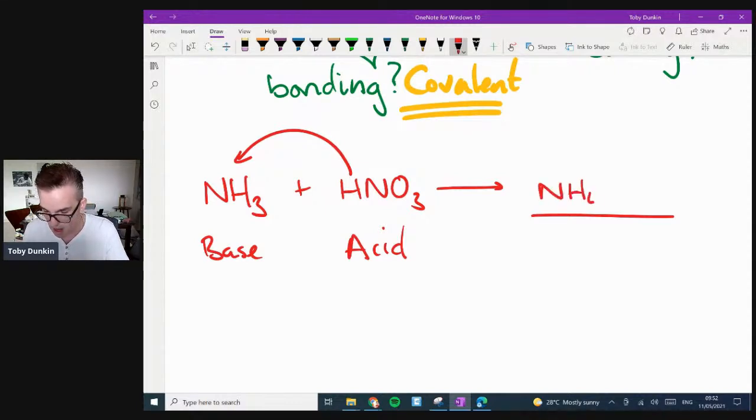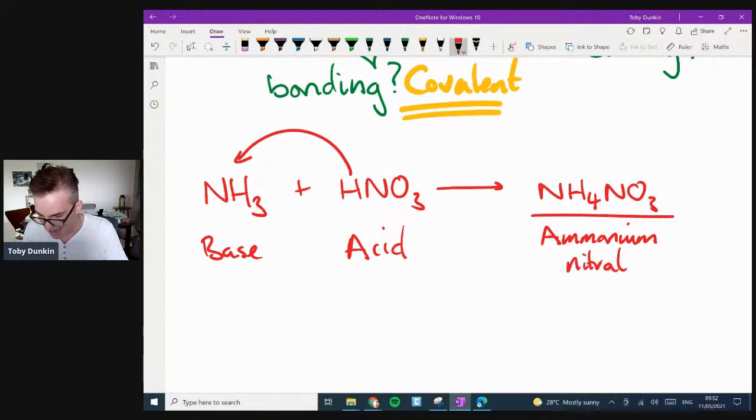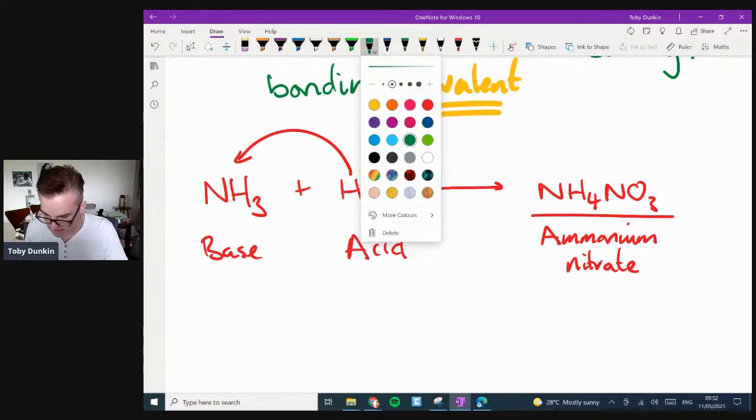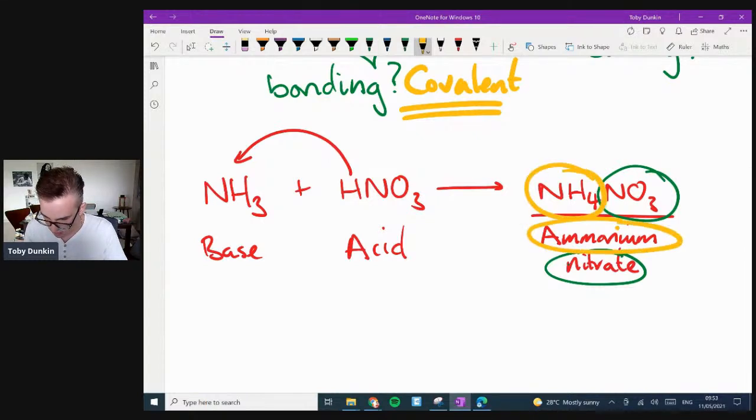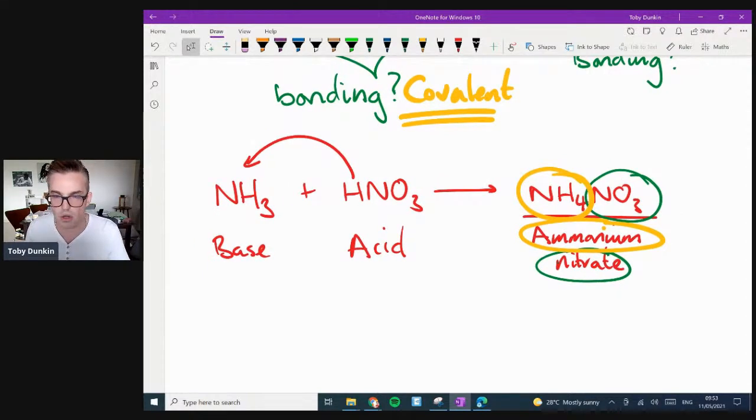This is going to form ammonium nitrate. Notice the reappearing ammonium. The NO3 becomes the nitrate group. This is where I can color code things. The nitrate is NO3 1-. There's the nitrate. There we go. And the ammonium, of course, is the NH4. It's nice to color code those things. Low boiling point. It's covalent.